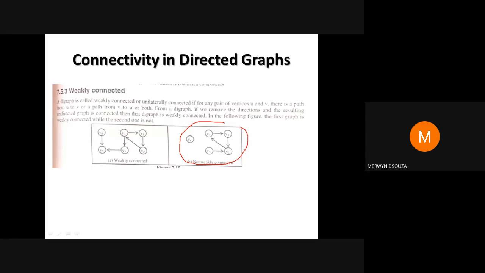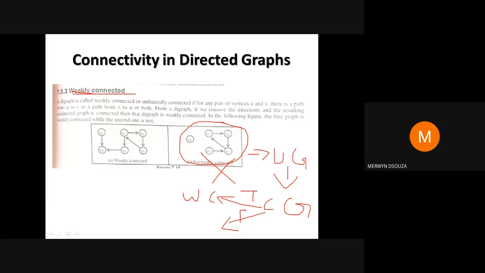Similarly, you would have done this for this one, and when you do, you find out that the undirected graph is not connected. Therefore you would say the digraph is not weakly connected. This one is not weakly connected. So how would you have done it? First convert to an undirected graph, then check whether it's a connected graph. If connected is true, then it is weakly connected. If connected is false, then it is not weakly connected.